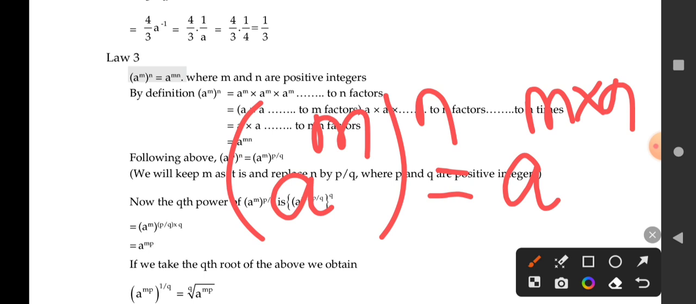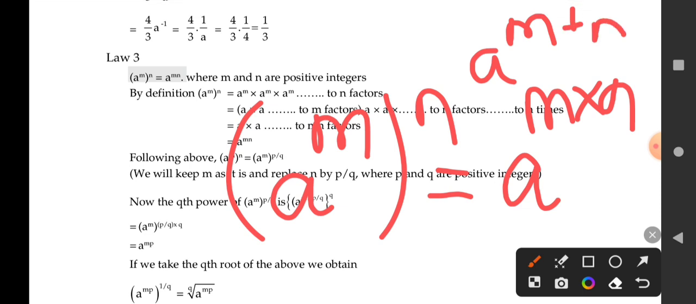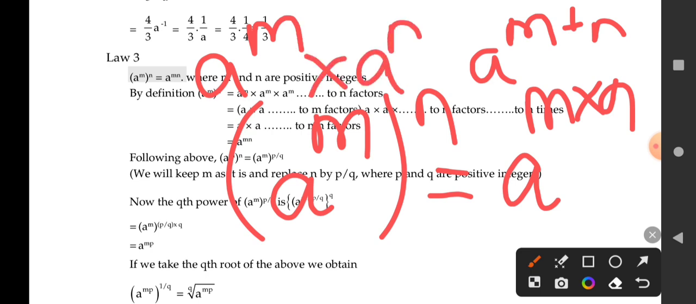I have a few more questions now. When will you add m and n, a raised to m plus n? When you have a raised to m into a raised to n. This is law 1: when there are the same bases with different or same powers and they are multiplied to each other. Same bases, and they may or may not have the same powers.